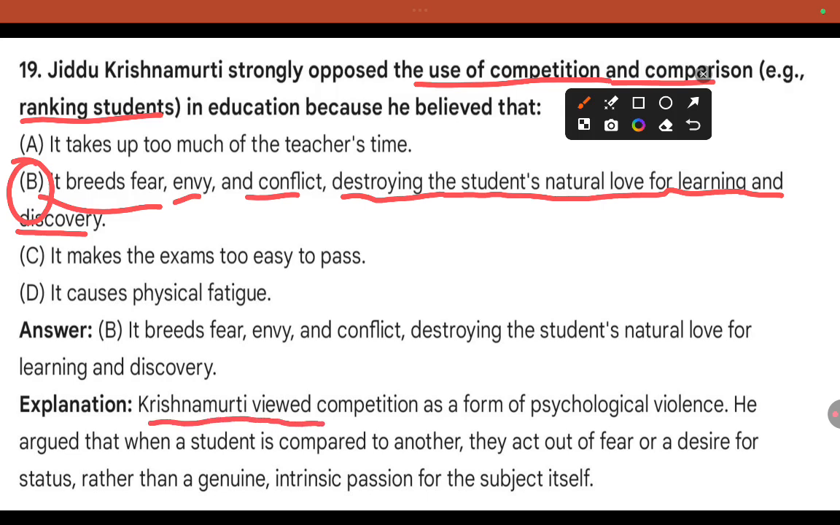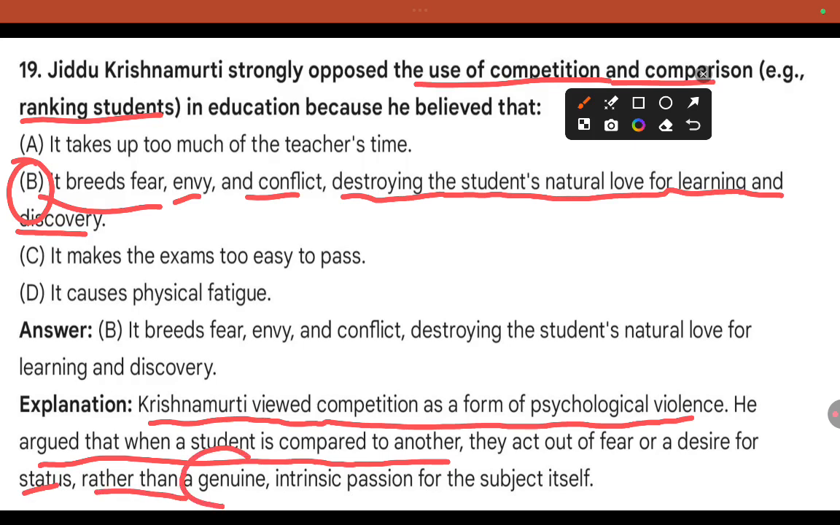Krishnamurti viewed competition as a form of psychological violence. He argued that when a student is compared to another, they act out of fear or desire for status rather than a genuine, intrinsic passion for the subject itself.